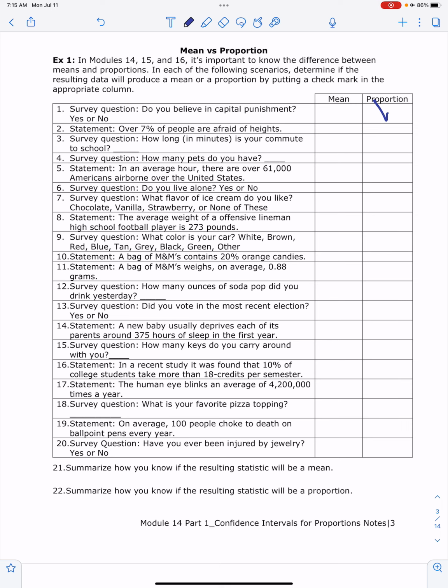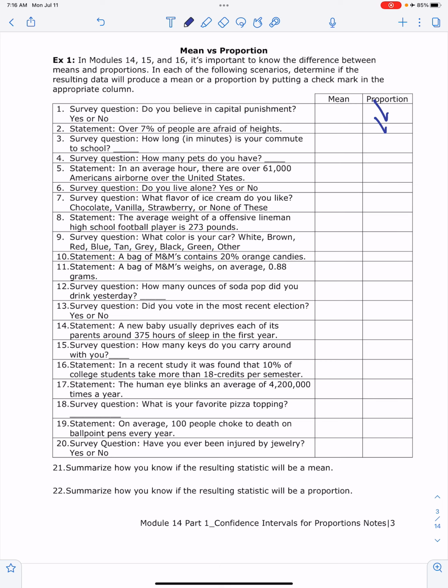2, we have a statement. Over 7% of people are afraid of heights. That is going to be a proportion. 7%, the actual number would be different if I had a sample of 100 or 200 or 500. So we are comparing the proportions within a population or samples.